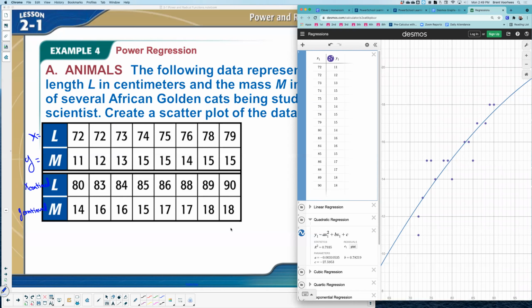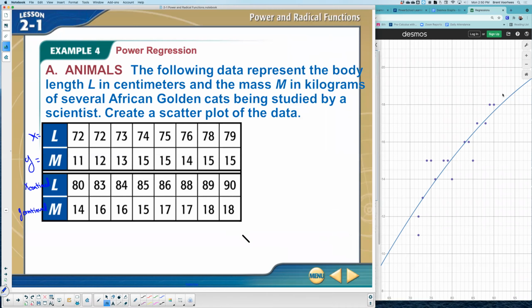So part A, and I know I might be going fast, but I'm just going to keep talking. I'm giving you time to type it in while I talk. Part A just wants a scatter plot. There's my scatter plot right there. So I've now done my scatter plot.